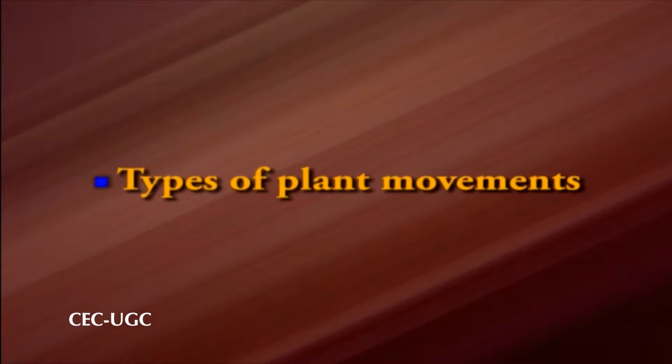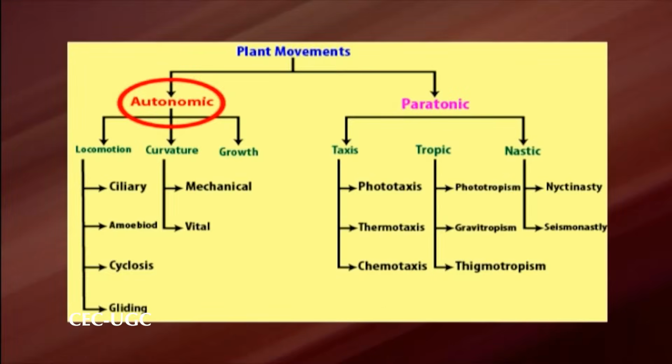Types of plant movements. This part of the lecture we will discuss in detail. Although the power of movements in plants may not be very pronounced, yet it is brought about by definite external and internal stimuli. Based on whether the stimulus is internal or external, plant movements can be classified into two main types. Number one, autonomic. Number two, paratonic. Let us discuss these two broad types one by one.